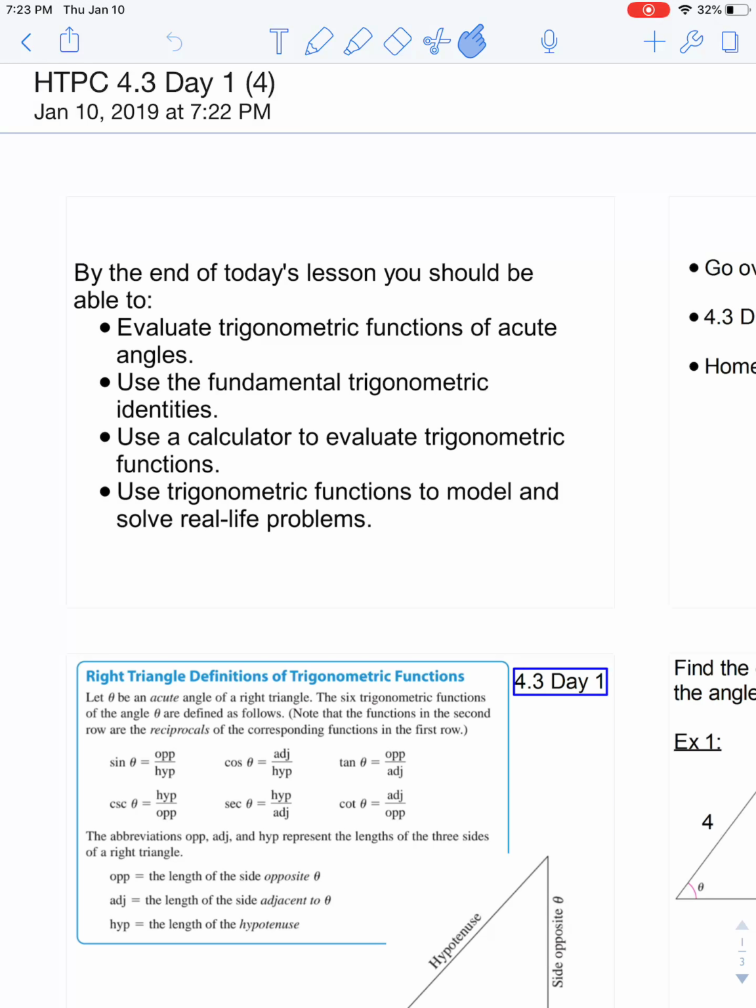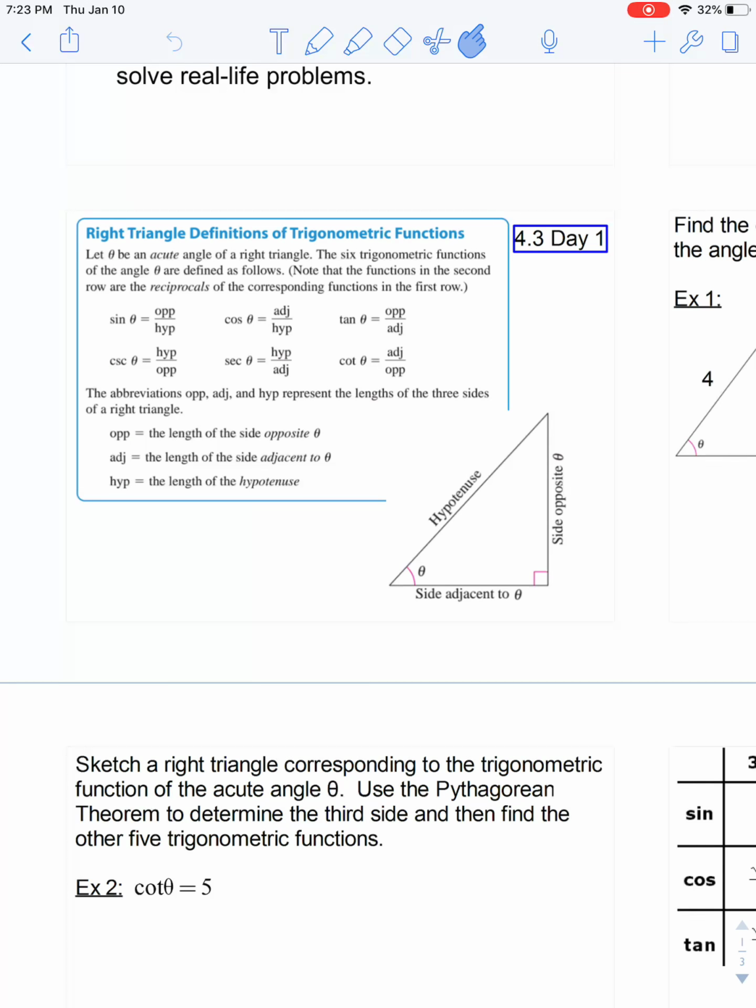So if I look at this first slide about the right triangle definitions of trig functions, let theta be an acute angle of a right triangle. Then the 6 functions of angle theta are defined as follows. So sine, it's your SOHCAHTOA essentially. So sine of theta is going to be opposite over hypotenuse. So then cosecant of theta will be its reciprocal.